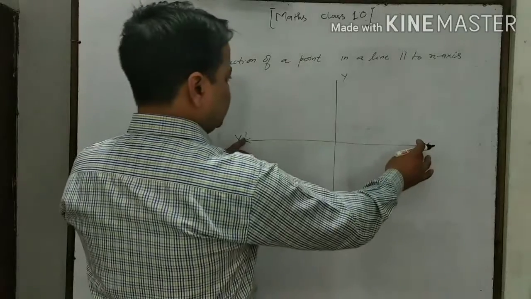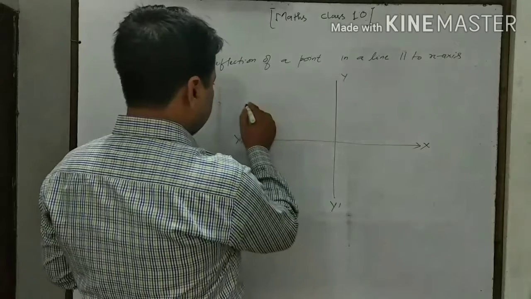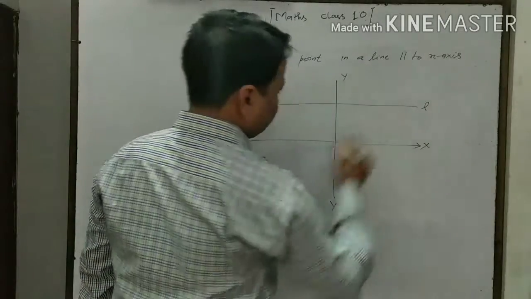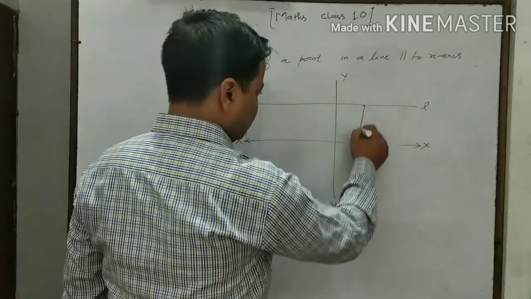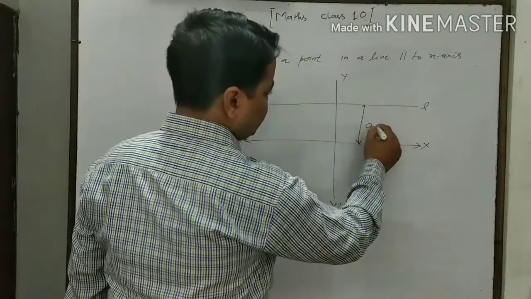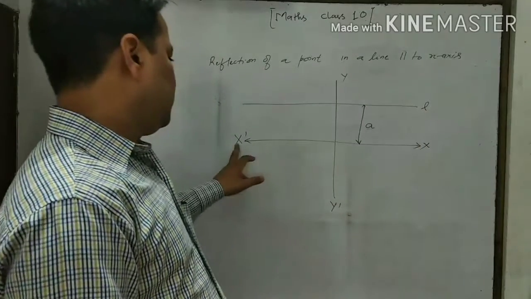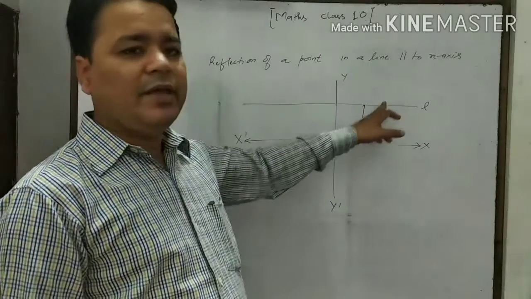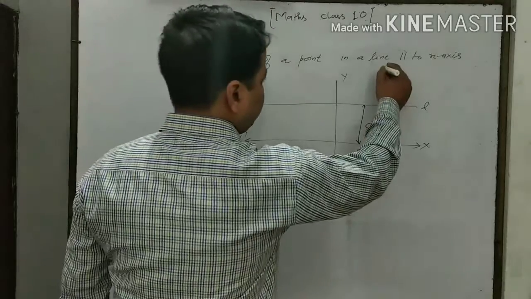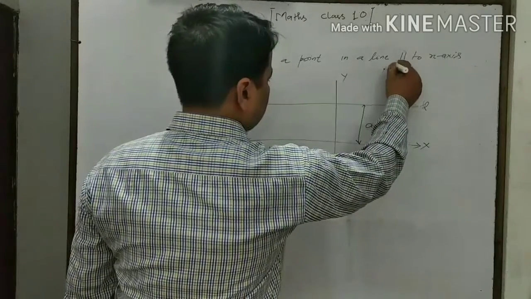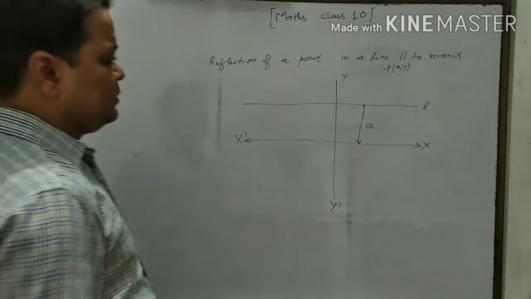If we take any line parallel to the x-axis, let that be this L, and the distance of line L from the x-axis is a, small a, and take any point P here whose coordinate is (x, y).